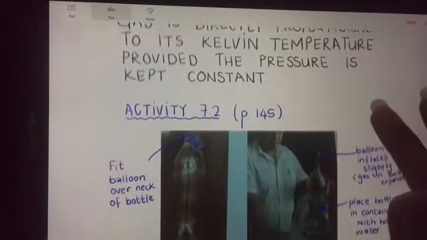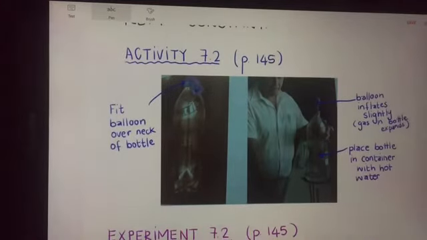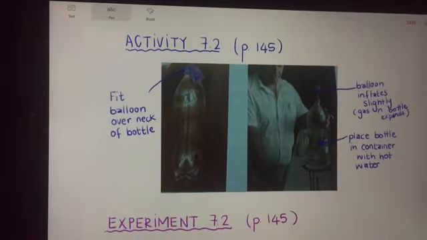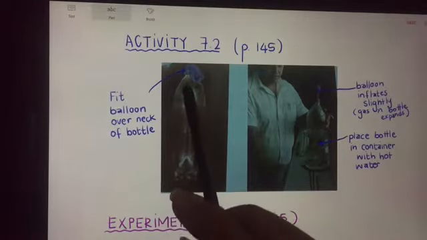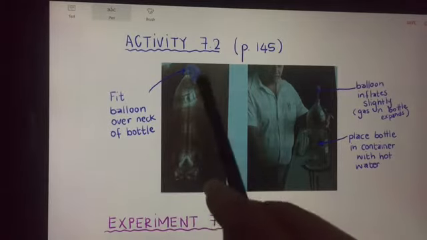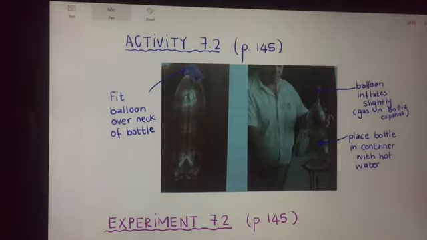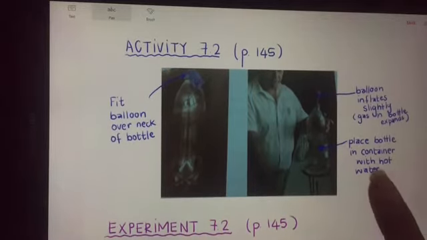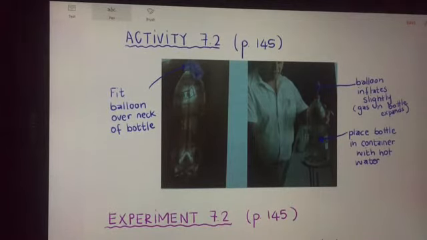So, in your textbook, on page 145, there's activity 7.2, which you can try if you feel like it. It is quite simple. So they say that you should use a bottle with a narrow neck, something like this, and then fit a balloon over the neck of the bottle, and that's what they've done over there. And then you take the bottle and you place it in a container with hot water, maybe in a pot with boiling water, and then you'll see that the balloon will slowly start inflating slightly.